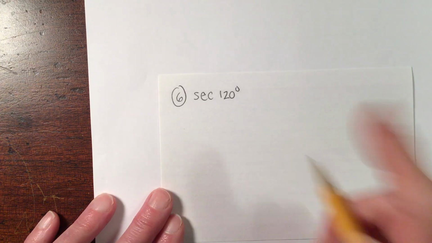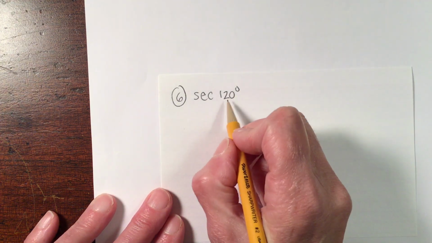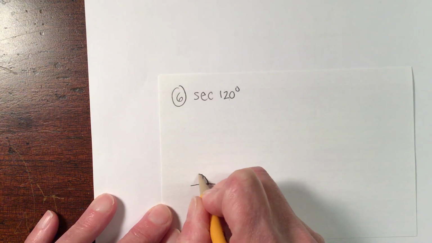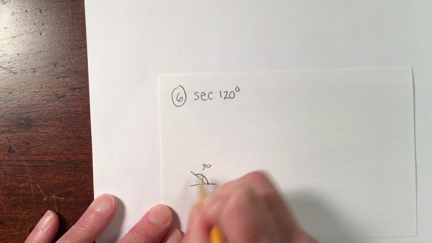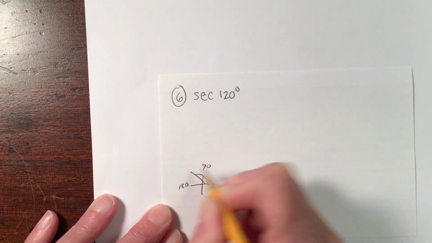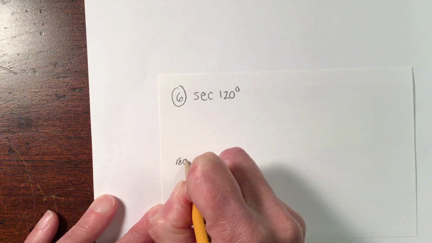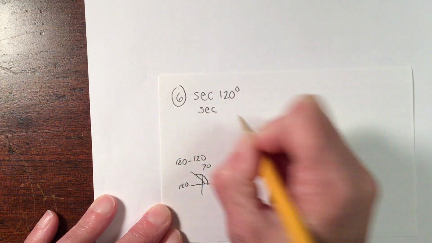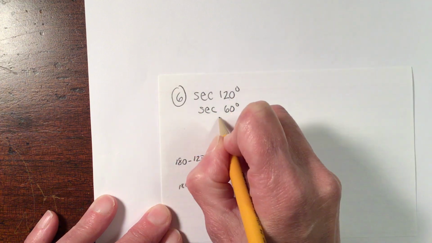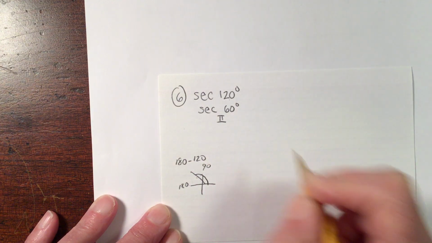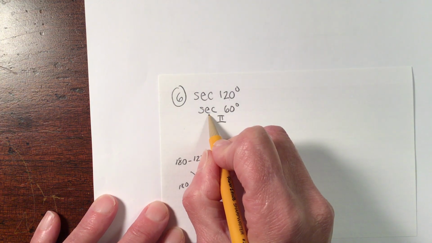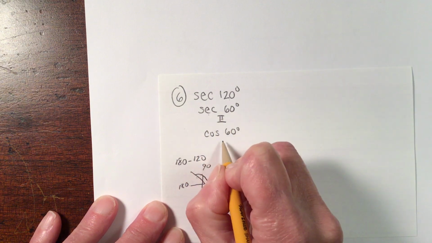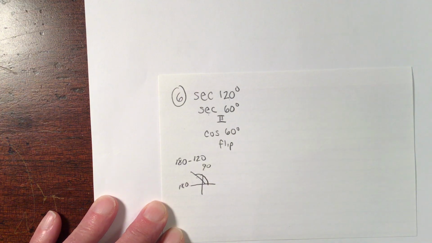Question 6, the secant of 120. 120 is bigger than 90 degrees, so we have to figure out what quadrant it lies in. It's going to be in the second quadrant because it's between 90 and 180. So to find the reference angle, 180 minus 120, we're setting up the secant of 60 degrees in quadrant 2. The reciprocal function of the secant is the cosine. So we're really doing the cosine of 60 degrees in quadrant 2, but we have to remember to flip that at the end.